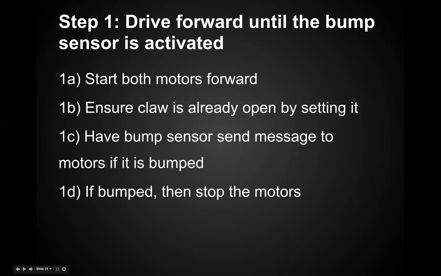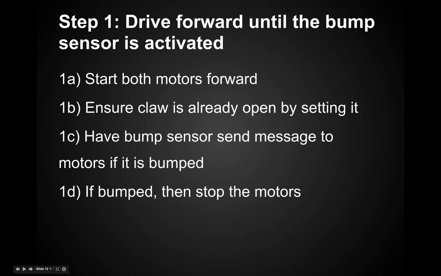Now what's unique about these is that 1A and 1B are kind of one step, one time actions. Start the motors. Once we start, they only keep going. 1B, ensure claw is already open. Once we do that, it's done. 1C is an ongoing.